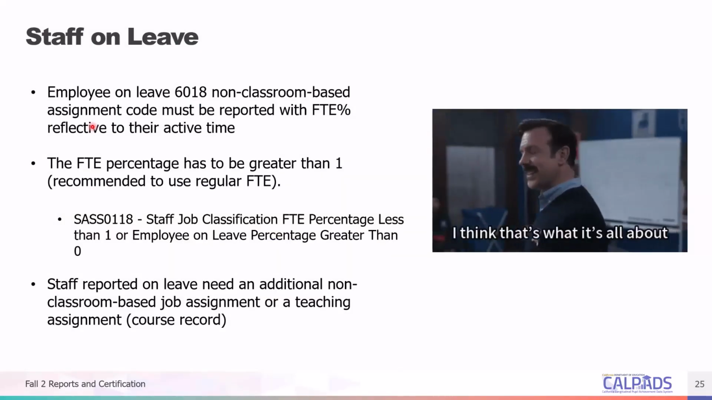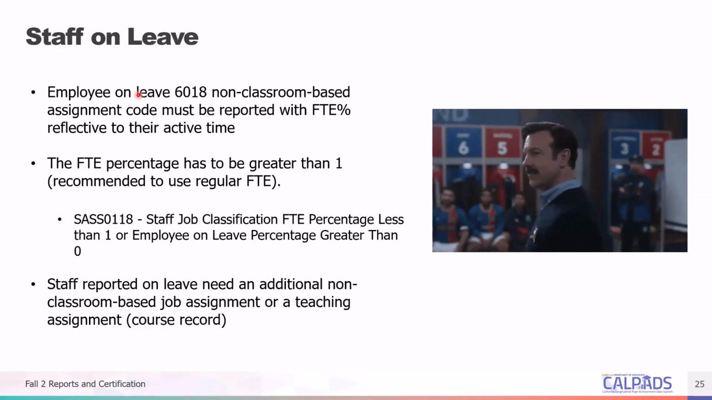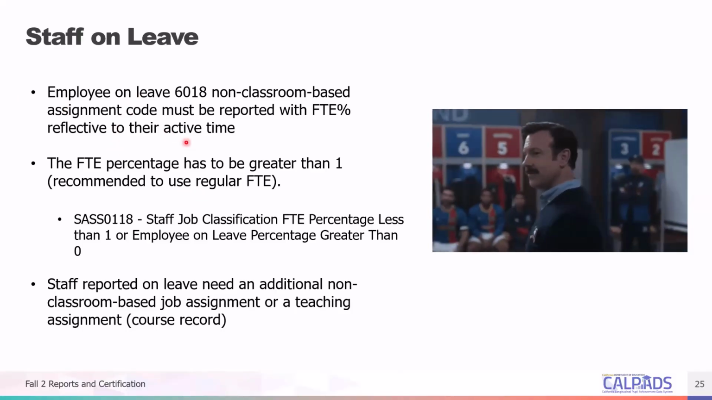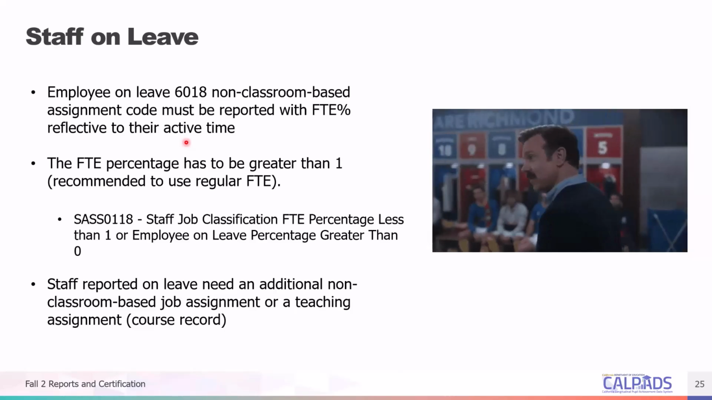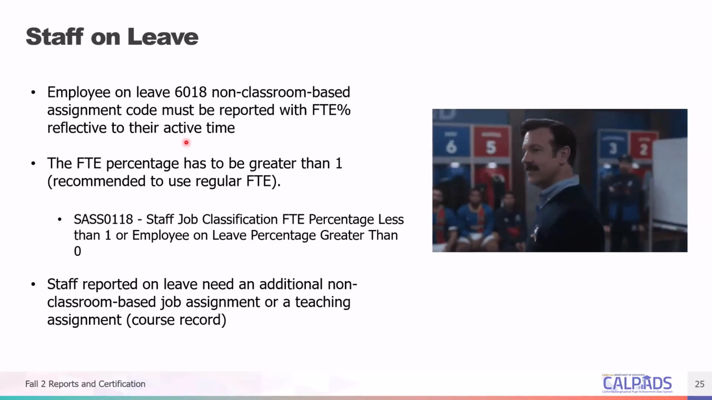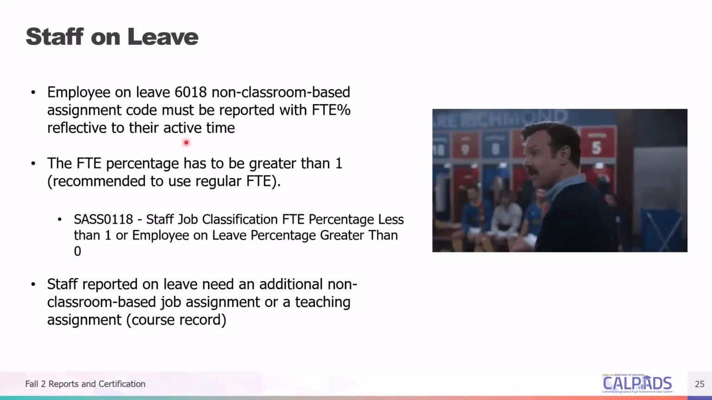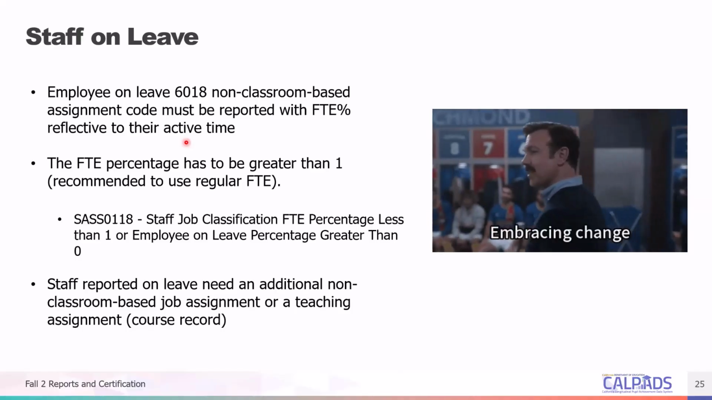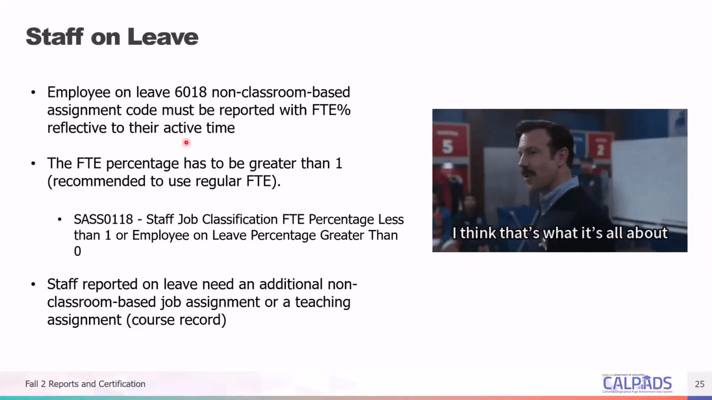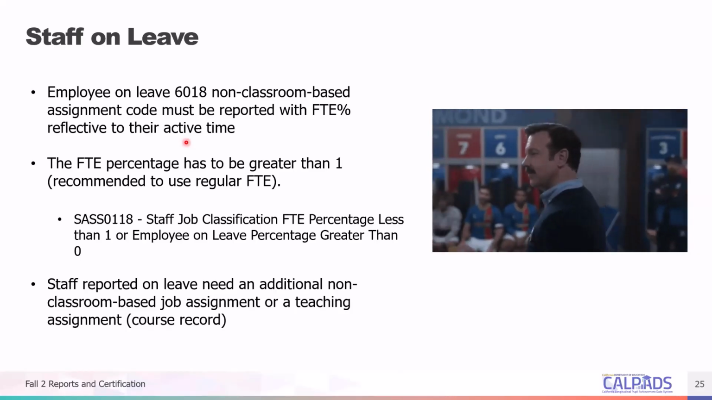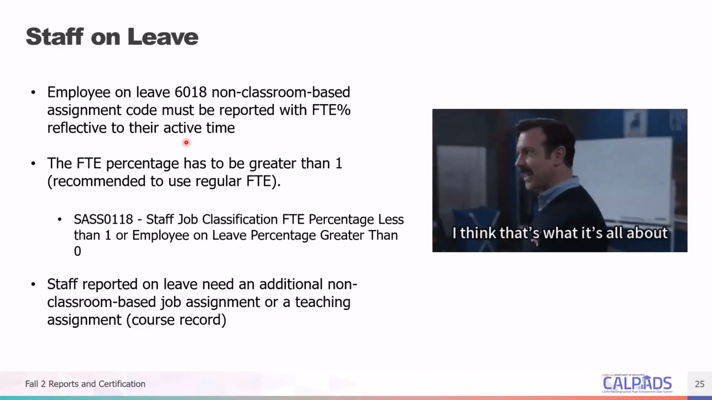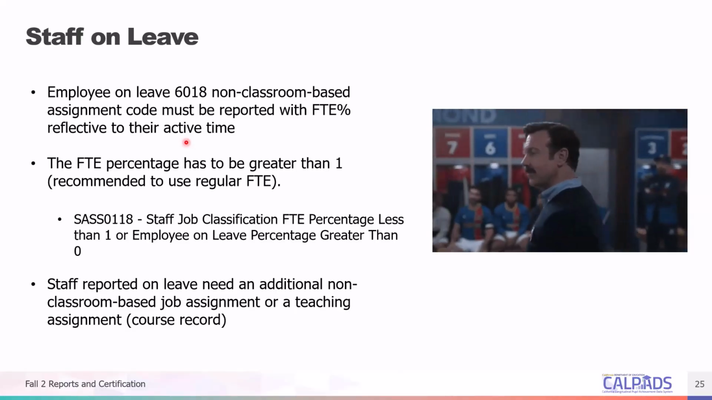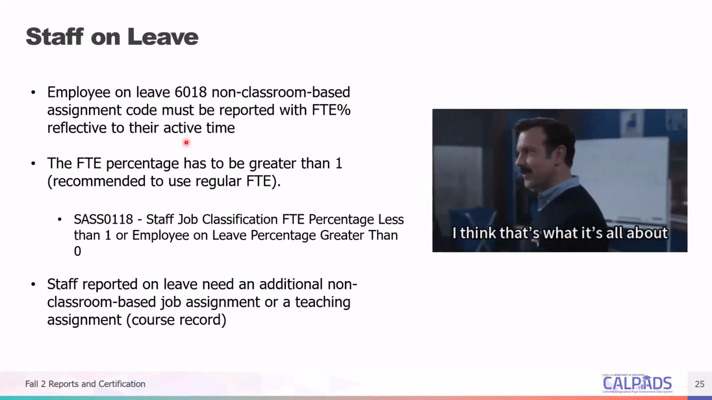Let's now discuss how to report staff who are on leave. For employees on leave, the 6018 non-classroom based assignment code must be reported for that teacher, and the FTE percentage should reflect the staff member's active time prior to that staff being on leave. So let's say if you have a teacher who is on leave but they are the teacher of record, you report a staff assignment and add a 6018 non-classroom based assignment code.